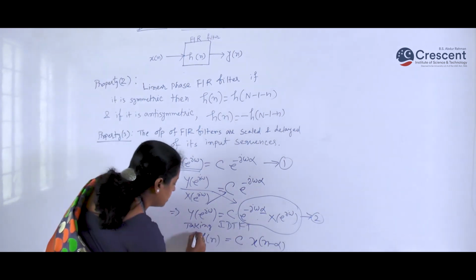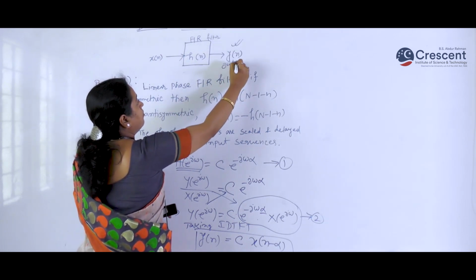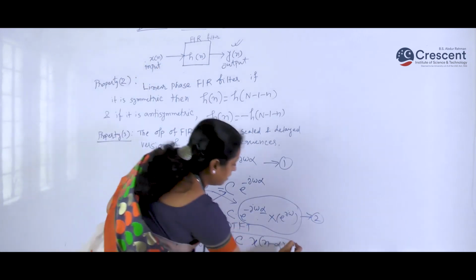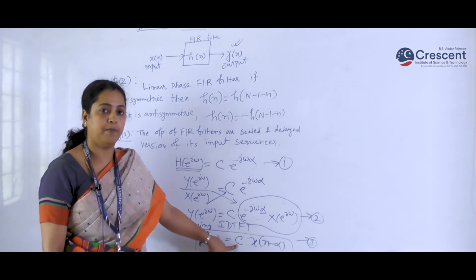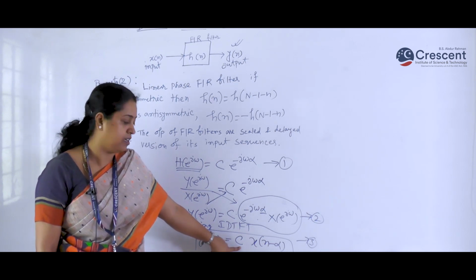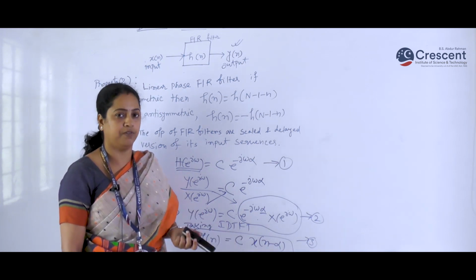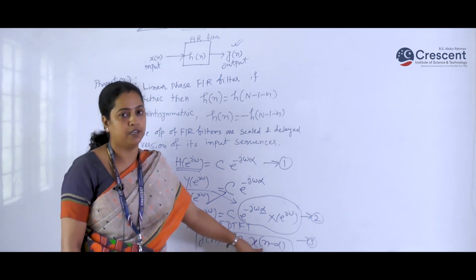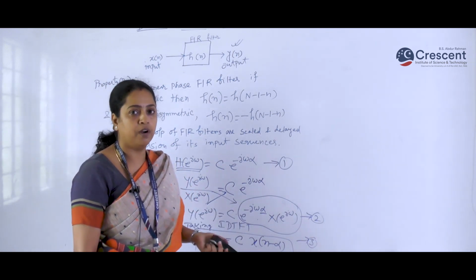So here you can see that y of n is the output of the FIR filter, and the input is x of n. What is the relation we got in this expression 3? The output of the FIR filter is scaled, because C is the constant magnitude, which is a scaling factor here, and x of n is the input. What is x of n minus alpha? That is nothing but the delayed version. So the output of the FIR filter is a scaled and delayed version of its input. These are a few properties of the FIR filter, and we will be using them when we go for the detailed design of the filter.